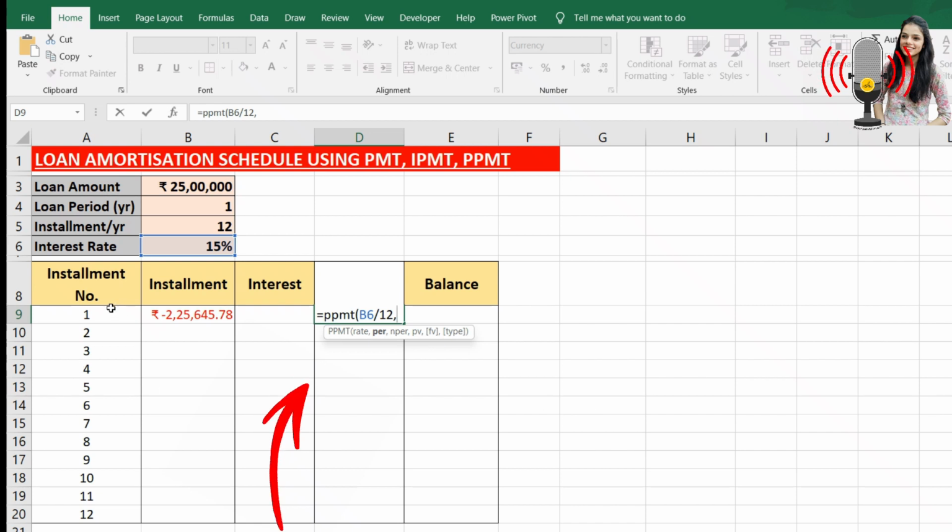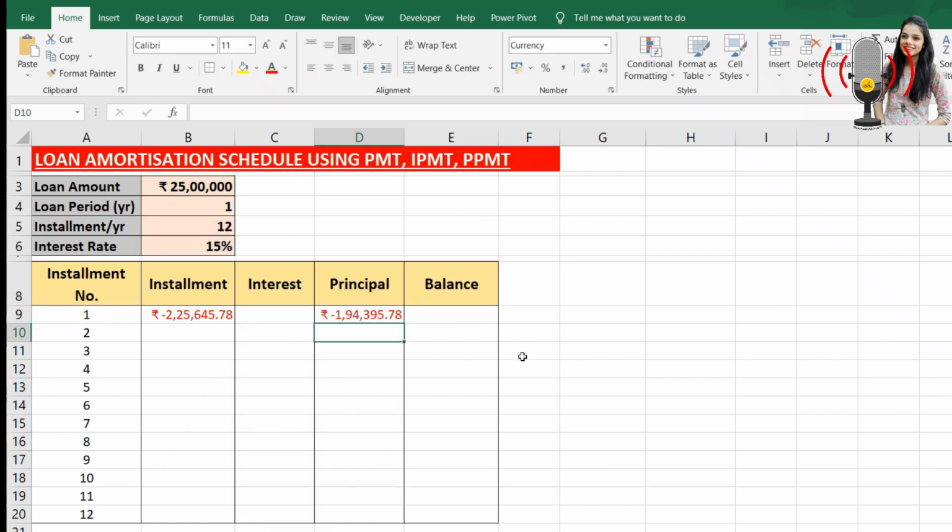Here in this column I have given the period number. So just click on this, comma, NPER would be the number of installments. So 12 and the present value would be 25 lakh. Bracket close, enter. Here you have your principal amount.